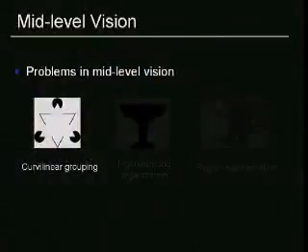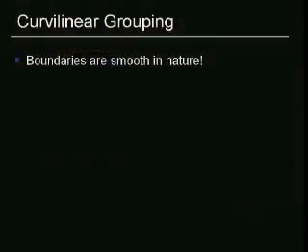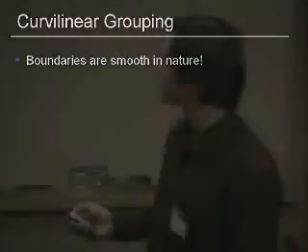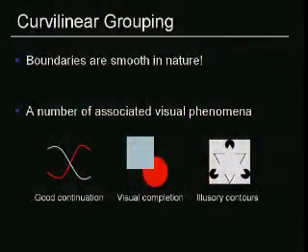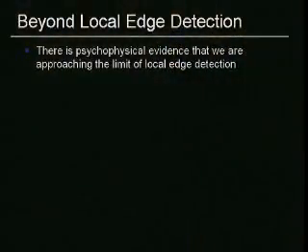So first, I will discuss curvilinear grouping. So let me do this very quickly. So what is curvilinear grouping? It's based on a very simple, but I think very fundamental fact that boundaries in nature are smooth. And based on the fact there are quite a few visual phenomena associated with it, like good continuation, visual completion, or illusory contours. And I don't want to go into the details of any of these, but it suffices to say that it's a well-studied problem in psychophysics, and people generally think that curvilinear grouping is very important as part of perception. So let's say, from a practical point of view, what we care about is that we could actually use that to get a better edge detector.